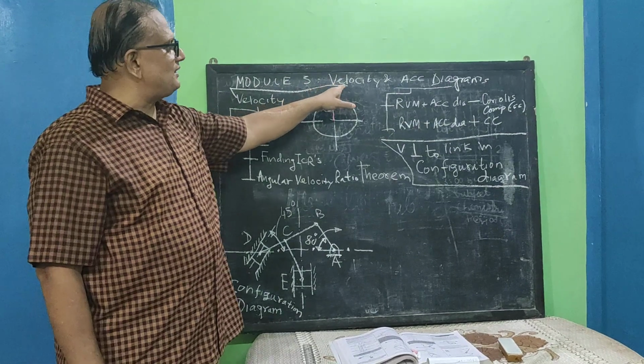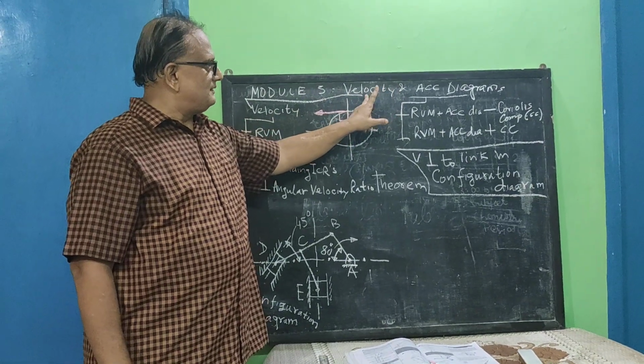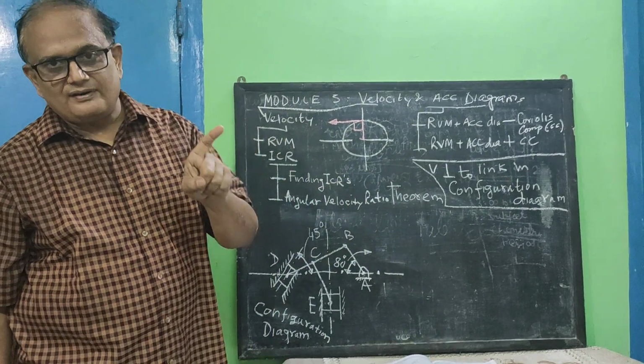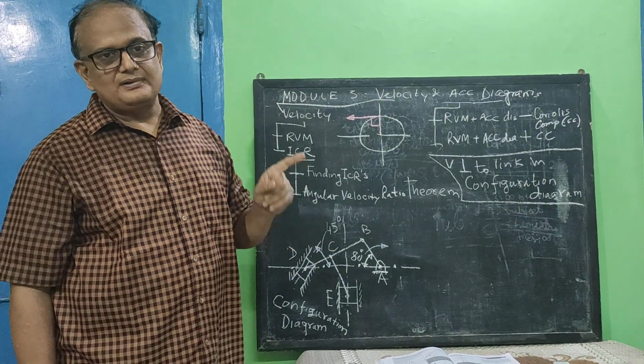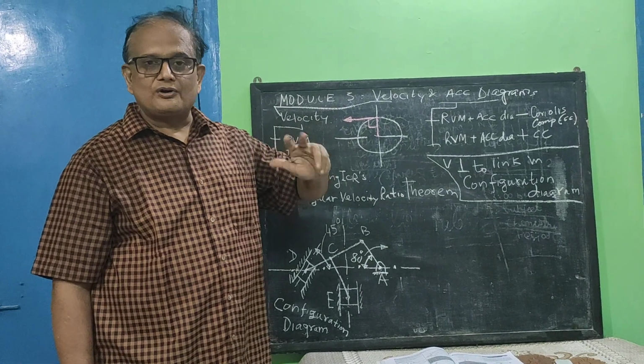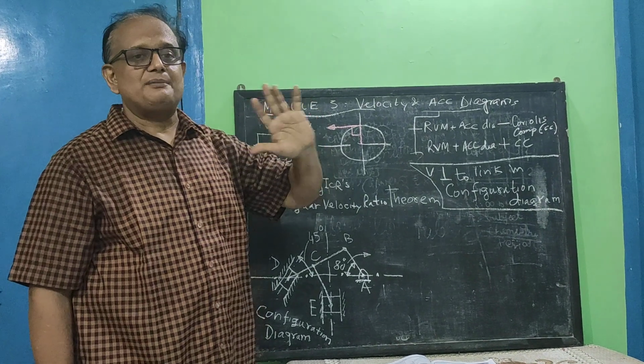Module 3 deals with velocity and acceleration diagram. There are two parts of it, velocity and acceleration. Velocity of a link in a given mechanism, acceleration of a link in a given mechanism. How to find out, how to draw the diagrams. This is what our aim is.